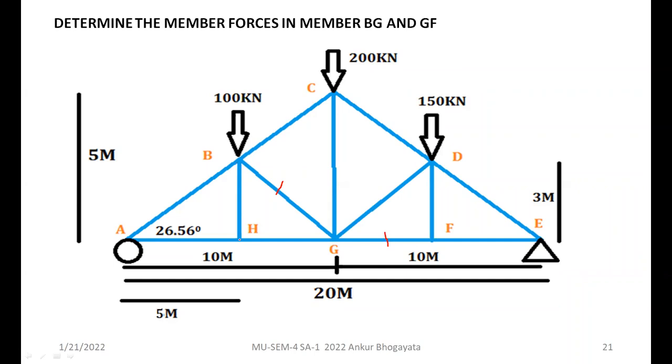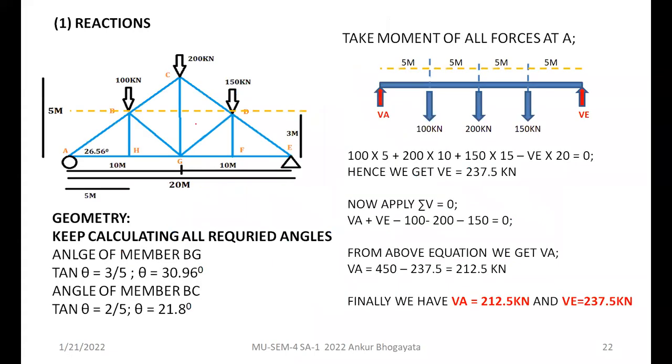If you recall, we didn't use any sigma M equals to 0 in that case, right? So method of joints is, on one hand, easy, but it requires more time. On the other hand, method of section is faster, but has a limitation that you can only find a limited number of member forces, right? So I have shown the solution of this problem.